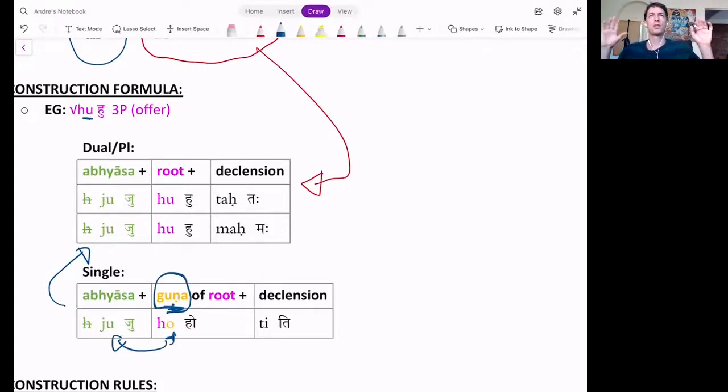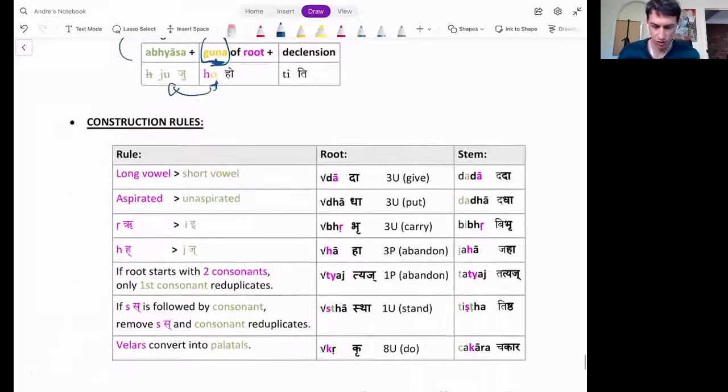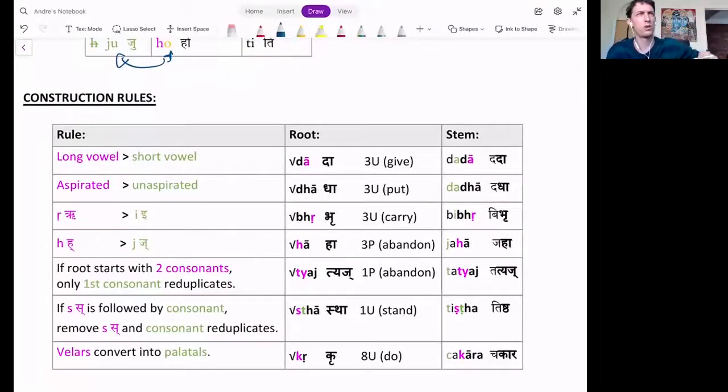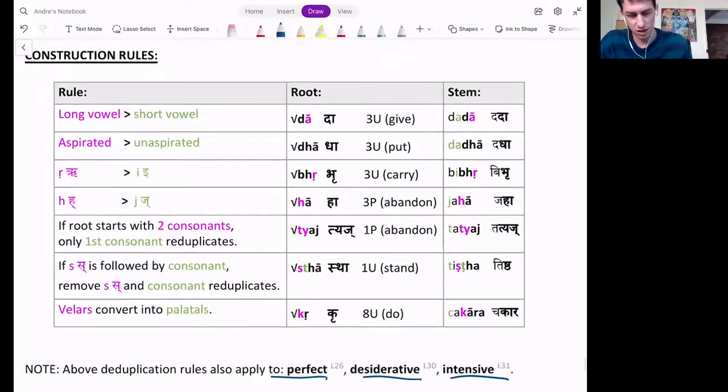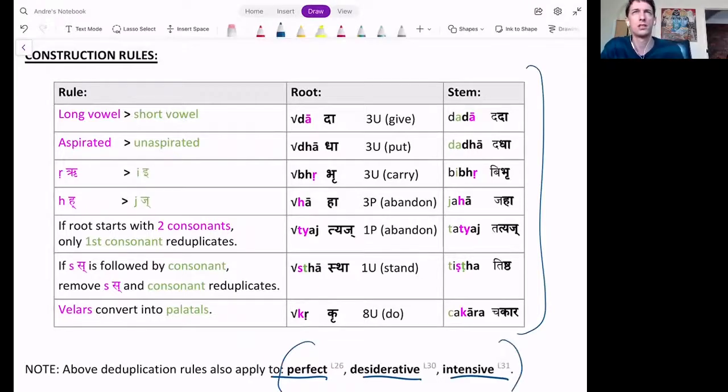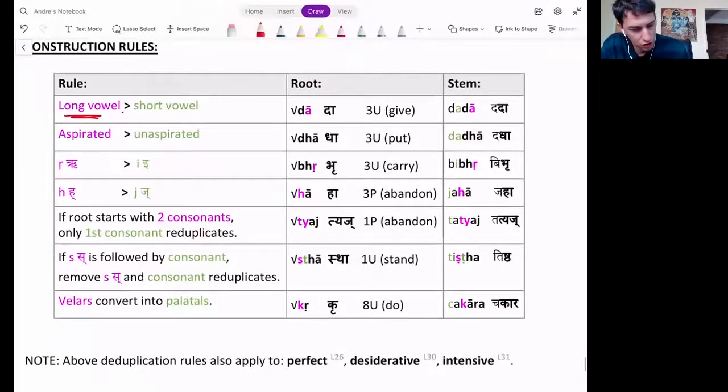So far we have simply duplicated it with some rules, and that's all we've shown you so far. And here are the construction rules. You will need them later on when we learn about desideratives and perfects in lesson 26, desideratives in lesson 30, and intensives in lesson 31. That's the last lesson. Because these duplication rules don't just apply to class 3, they also apply to these grammatical moods. A long vowel will change into a short vowel.